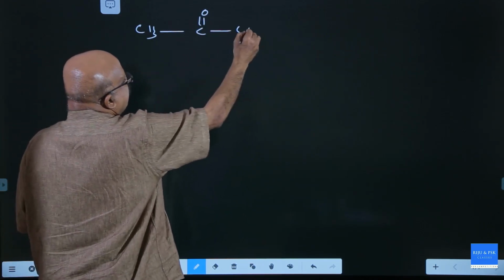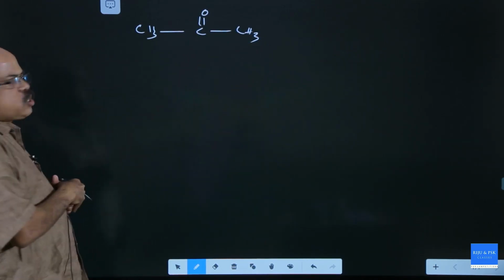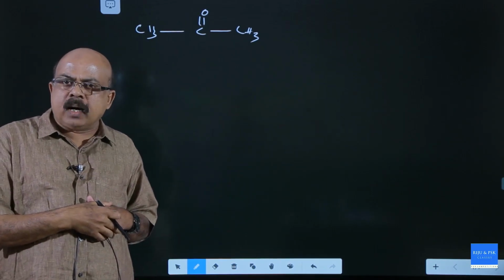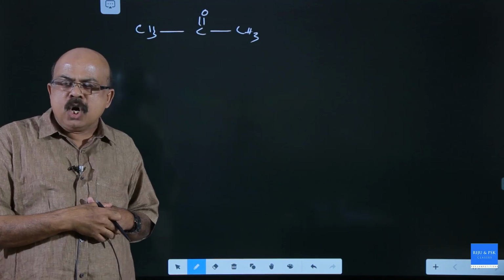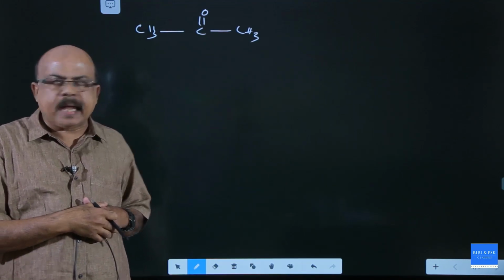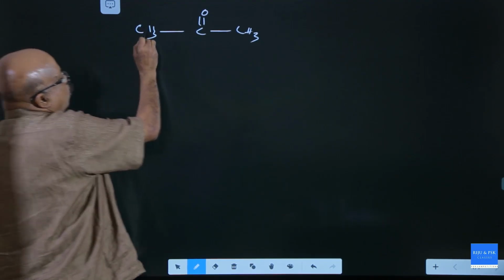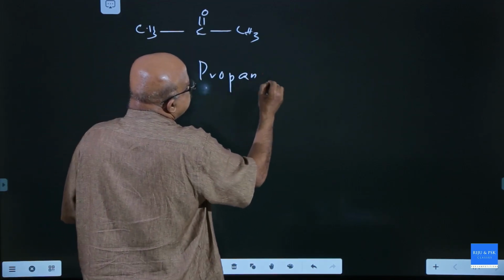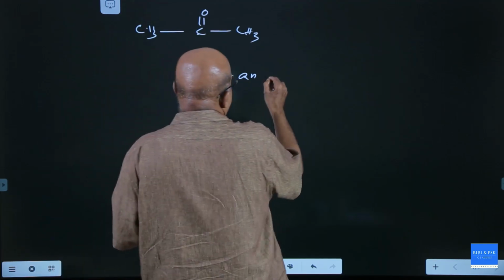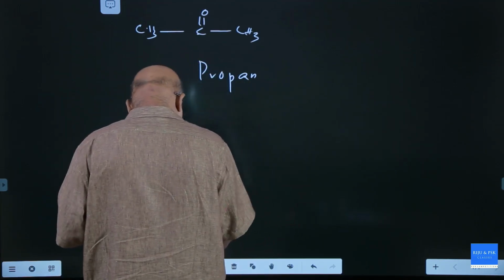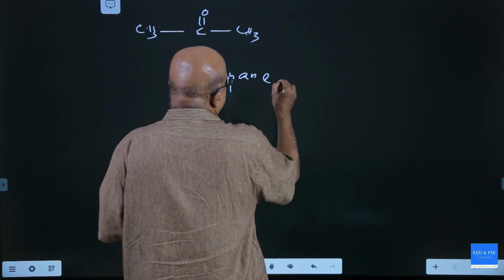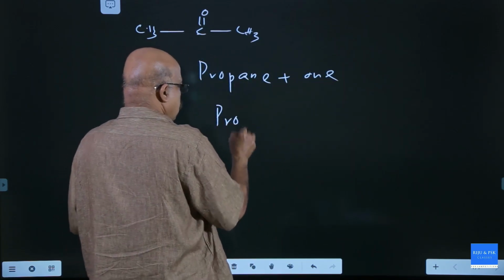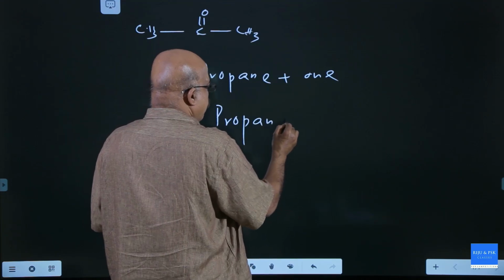CH3COCH3 is the simplest ketone. The minimum number of carbon atoms required to draw the structure of a ketone is 3. 1, 2, 3. Propane. It is propanone.